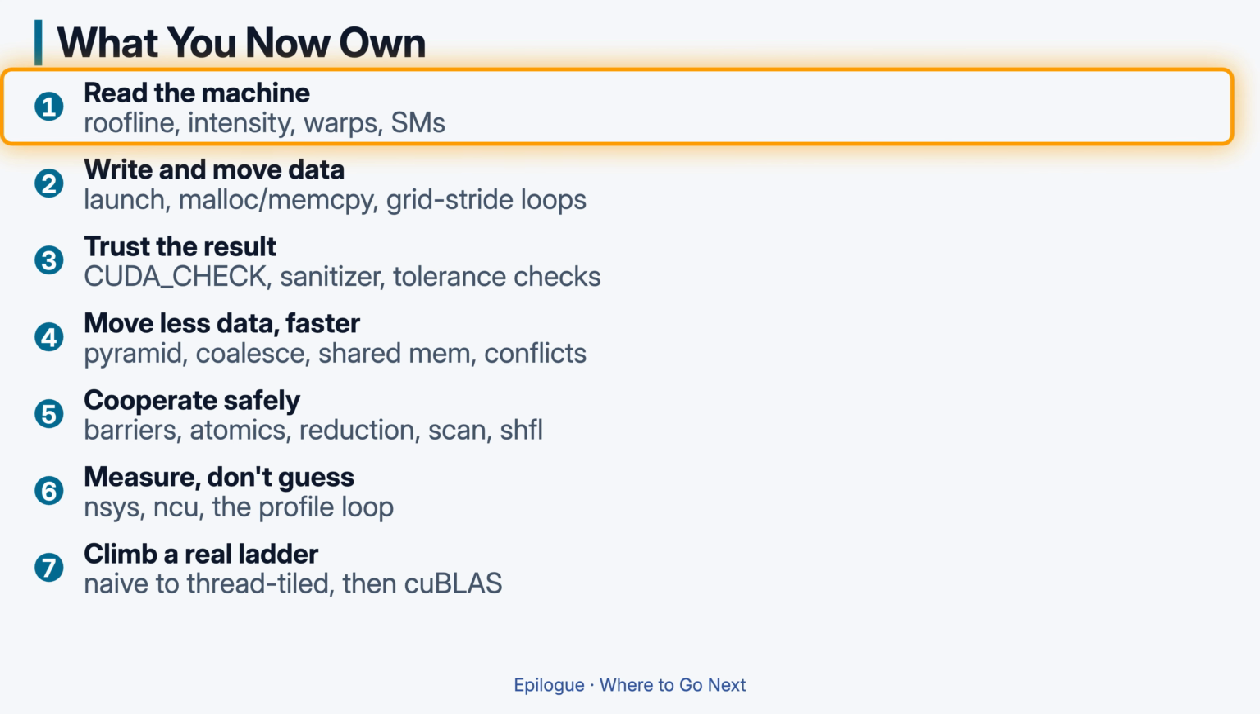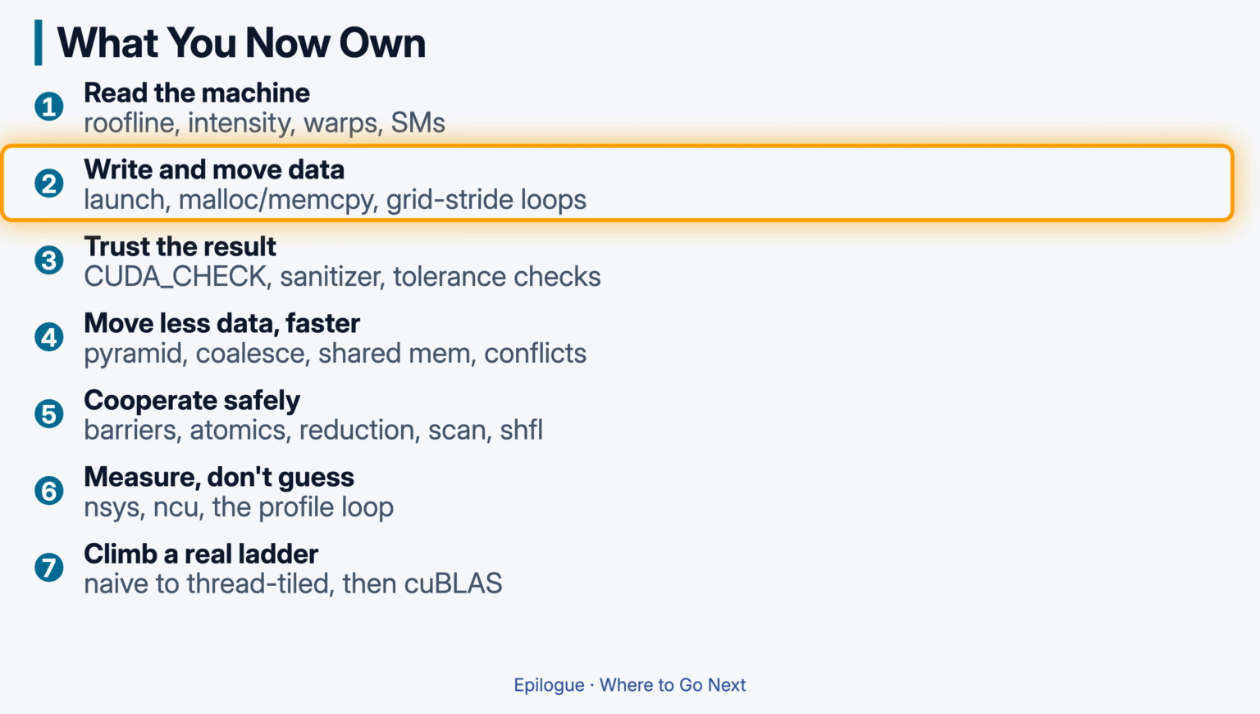1. You can read the machine, the roofline and arithmetic intensity that tell you whether a kernel is memory-bound or compute-bound, threads, warps, streaming multiprocessors, and how the GPU hides a wait by switching to other ready work. 2. You can write a kernel and move data on purpose. The launch syntax, allocating and copying device memory, and striding across an array bigger than your grid.